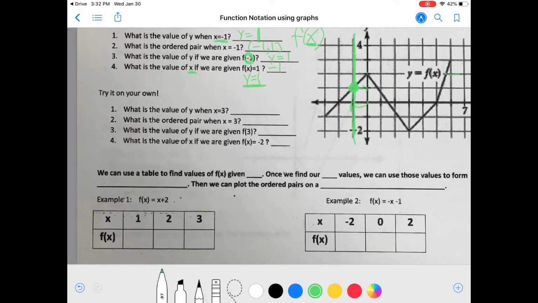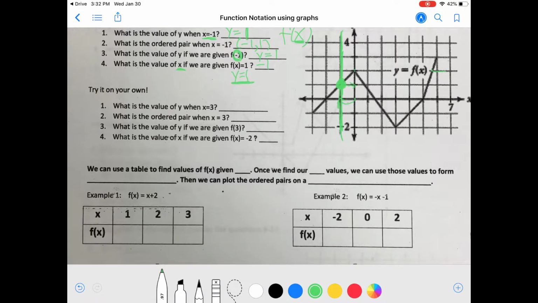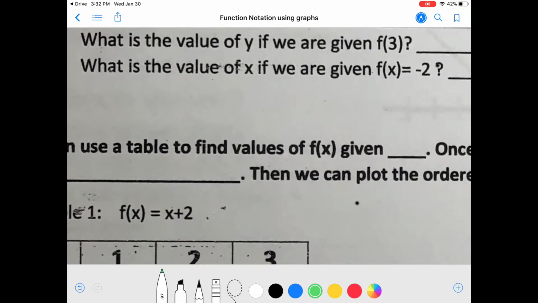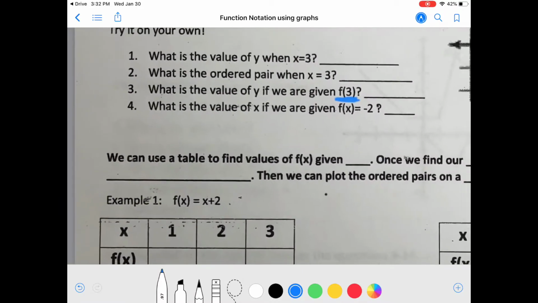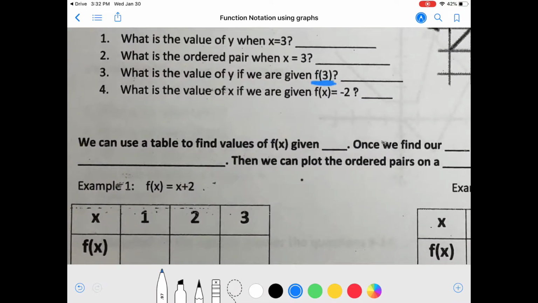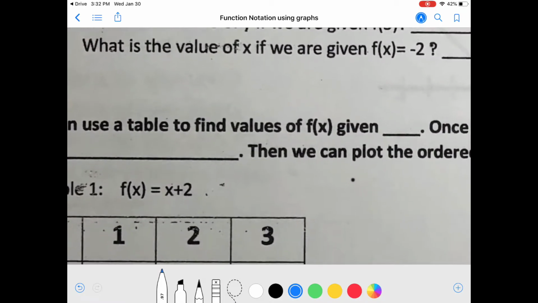So I'm going to skip the try it on your own just because we've already done it. But I do want to zero in on number 4. What if you were asked to find your x value and only told f of x equals negative 2? So, aka y equals negative 2. What is your x going to be?